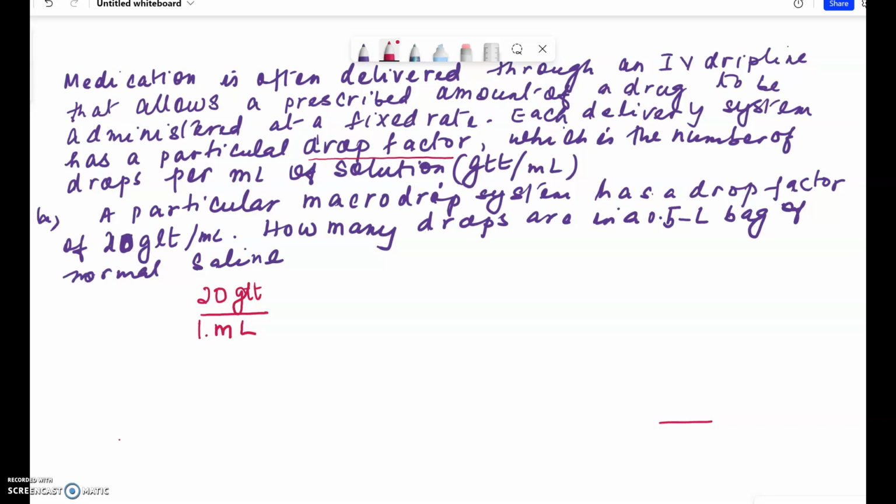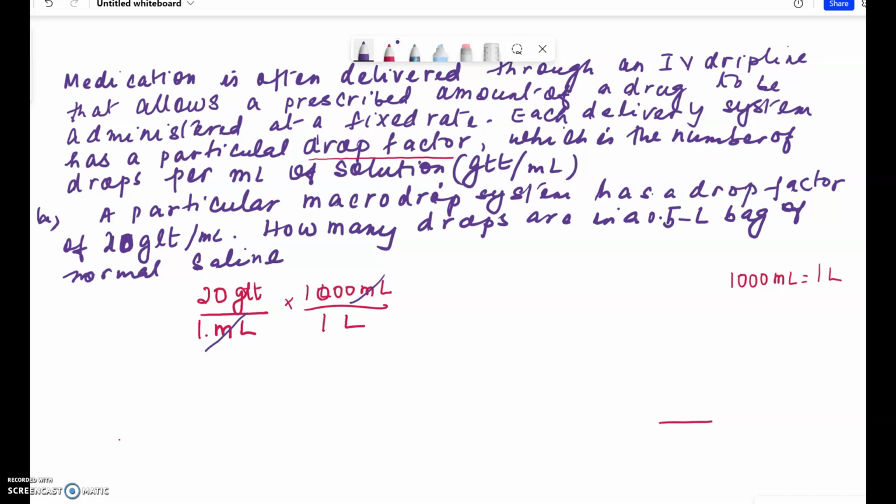So this is per 1 milliliter, 20 drops per 1 milliliter. Now we need to change milliliters to liters. So 1,000 milliliters is equal to 1 liter. So 1,000 milliliters over 1 liter. So that cancels milliliters with milliliters.